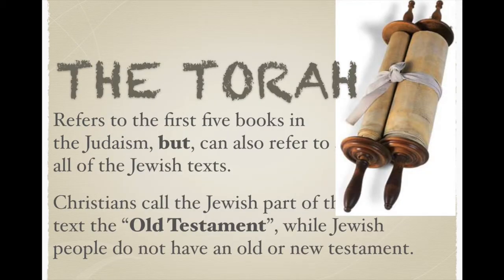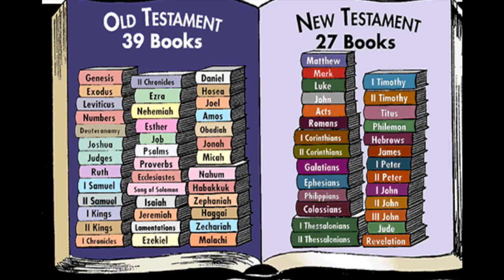Now, the holy text for this religion is the Torah, and Christians call the Jewish text the Old Testament because Christian writing is the New Testament. So to give you an idea, here's a visual. The Christians are using both books, the Old Testament and the New Testament, whereas the Jewish people are just using the Old Testament, especially with a focus on Genesis, Exodus, and Leviticus.